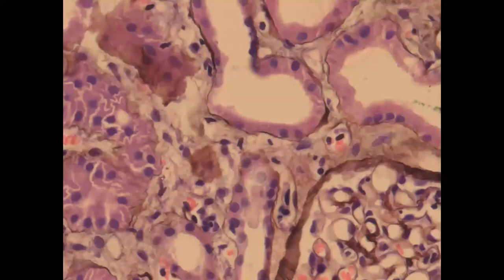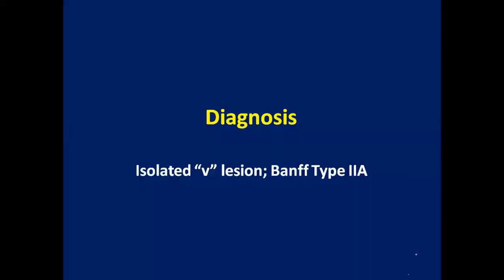There was some amount of PTC capillaritis also, you can see this PTC with some amount of capillaritis. You can see some minimal glomerulitis also. But remember, whenever there is a vascular rejection, you will find a minimal amount of glomerulitis.